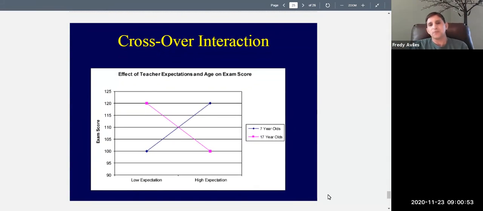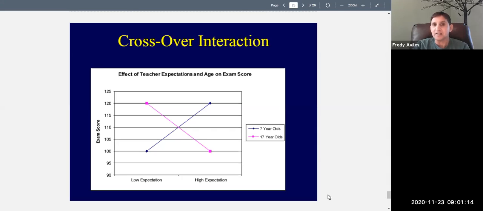Here's another example. For this one, I'm not describing the study for you for the sake of time, because if I did, this would take us a whole week. I've shortened it so we can get out of the way today. There is something known as a crossover interaction, and it looks like that. When you graph the results, it makes an X.